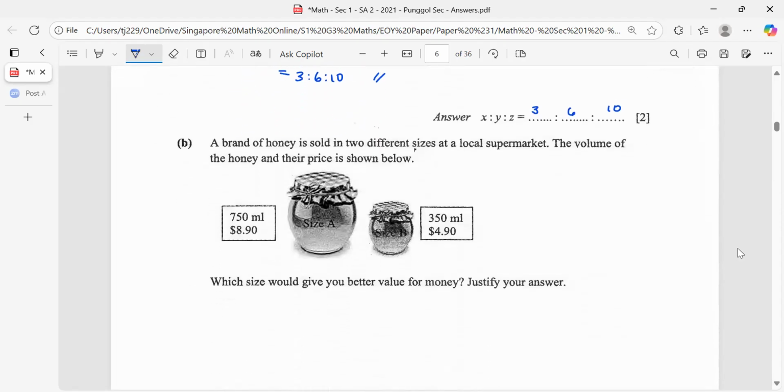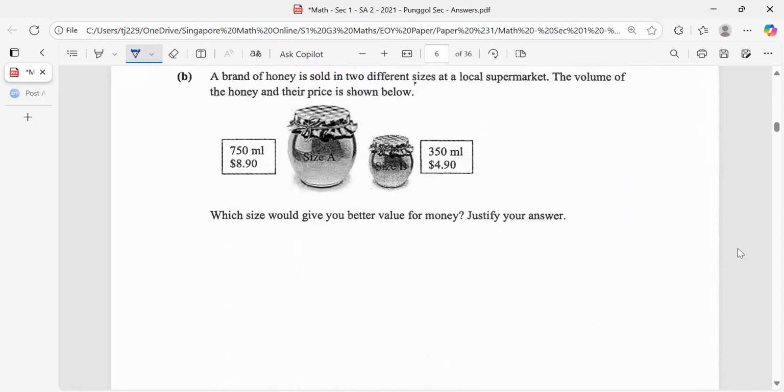Moving on, a brand of honey is sold in 2 different sizes at a local supermarket. The volume of the honey and their price is shown below. Right, so for size A, it's $8.90 for 750 milliliters, while the one for size B is $4.90 for 350 milliliters. So which size would give you a better value for money?